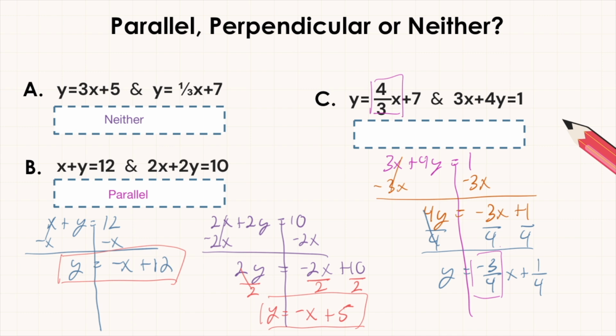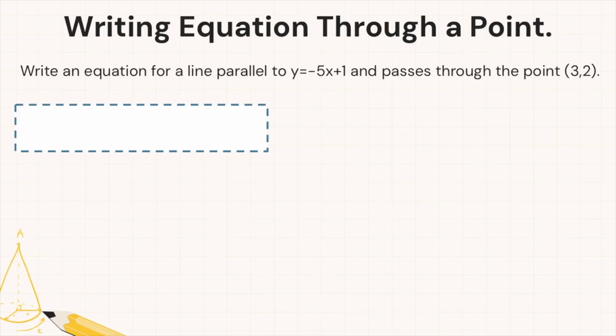So they are negative reciprocals of each other, meaning that these are perpendicular. Now let's take a look at how to graph a line through just one point. So we've got writing an equation through a point here.